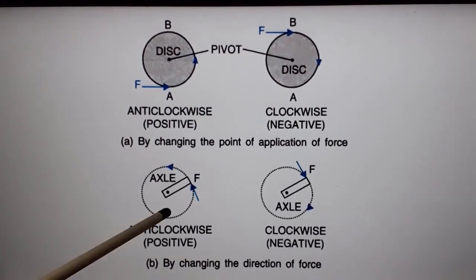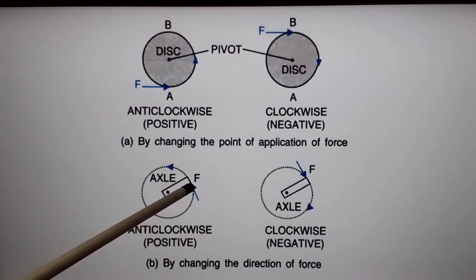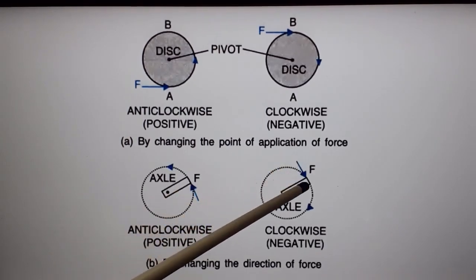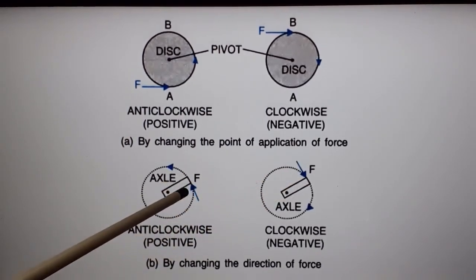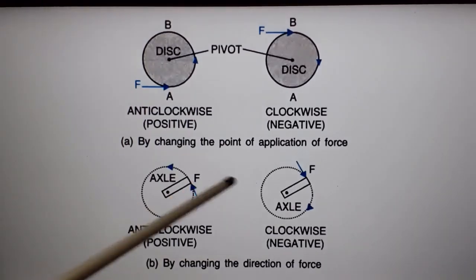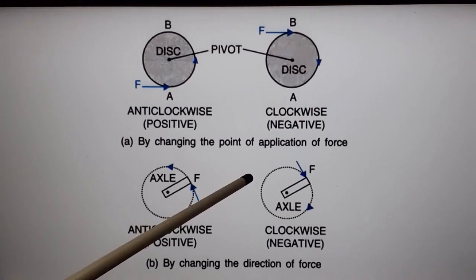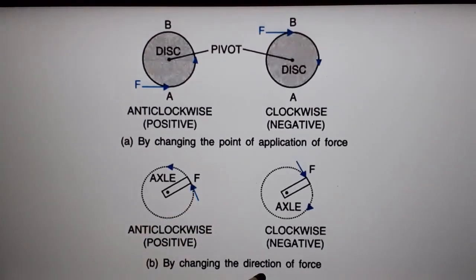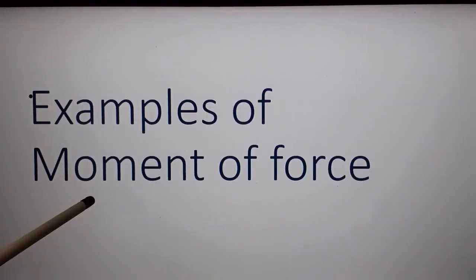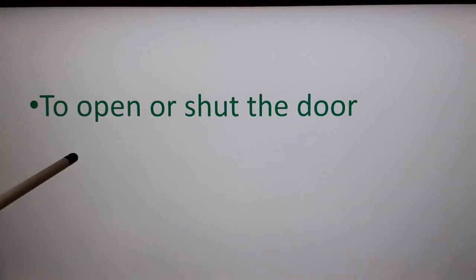Next is, in this disc, point of application of force we are keeping the same. First time we are applying in upward direction. Second time we are applying in downward direction. Here we are getting anti-clockwise moment and here we are getting clockwise turning effect, right? By changing the direction of force. Let's study certain examples of moment of force, which is to open or shut the door.